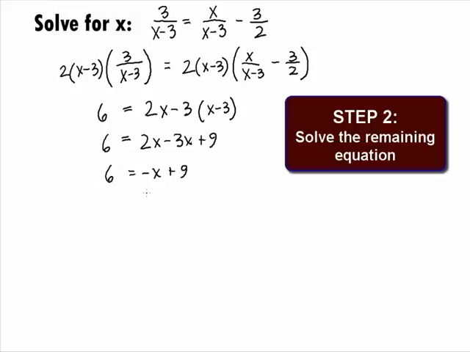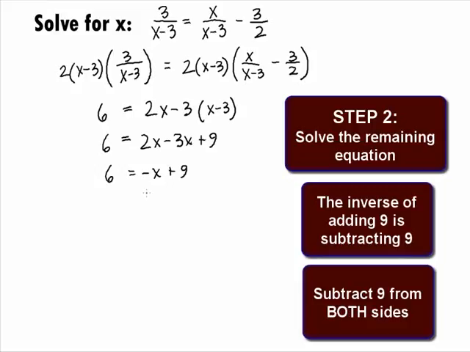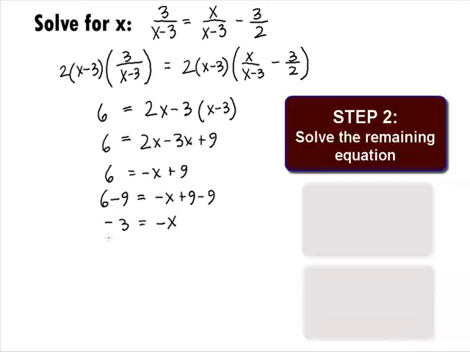It looks like we have the constant term of 9 to move. The inverse of plus 9 is to subtract 9 from both sides. So we're going to end up with 6 minus 9 equals negative x plus 9 minus 9. On the left side, we'll end up with a negative 3, and on the right side, the 9's cancel, and we're left with a negative x.